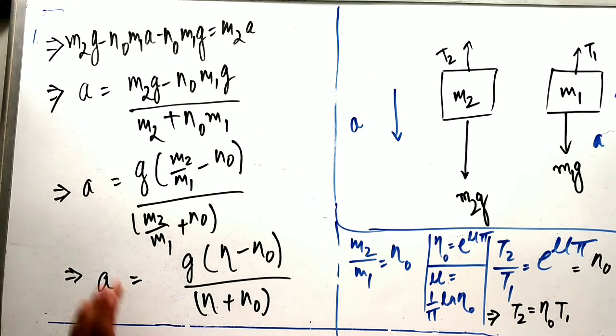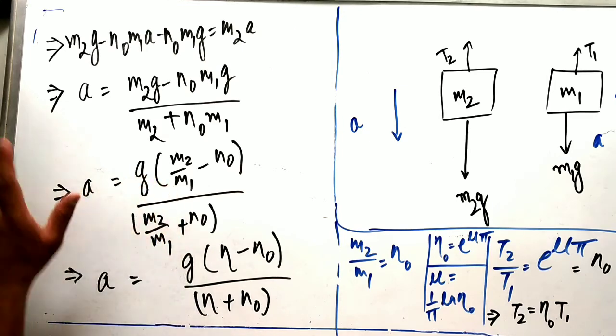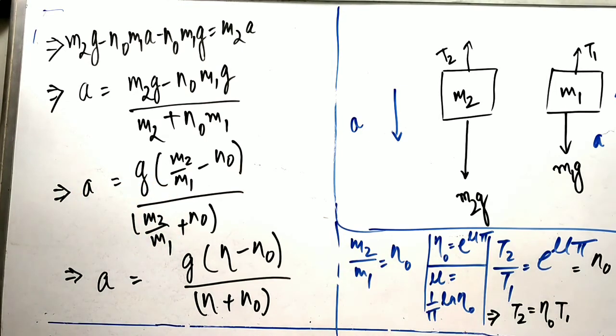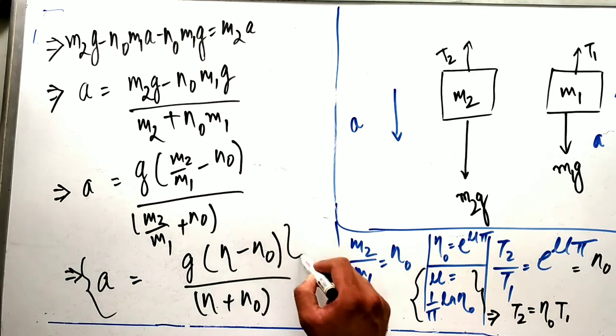we know that M2 by M1 in the second case was equal to eta. So we have replaced M2 by M1 with eta and we arrive at the acceleration in the second case is equal to g times eta minus eta naught divided by eta plus eta naught. So these two are the answers for the two parts of the question.